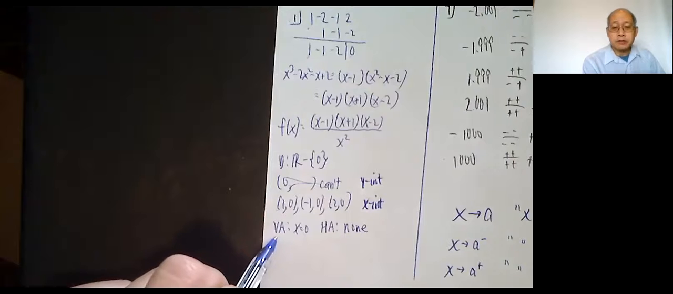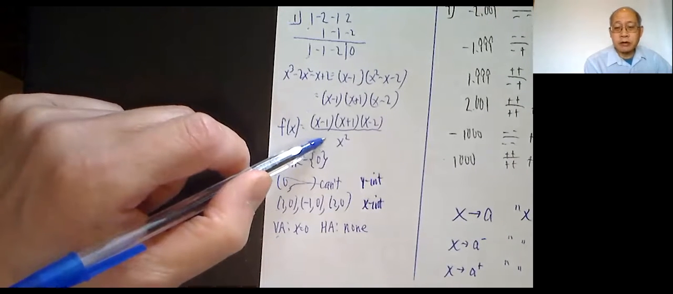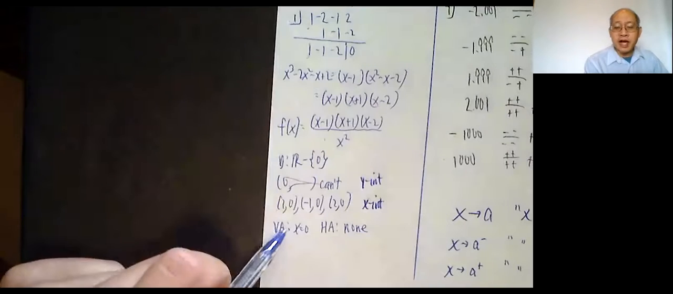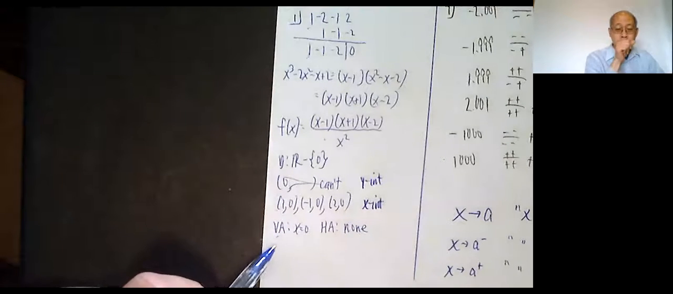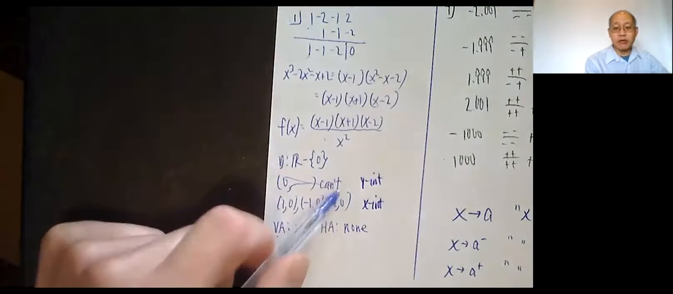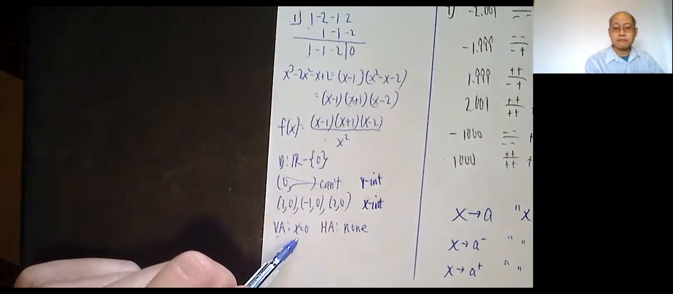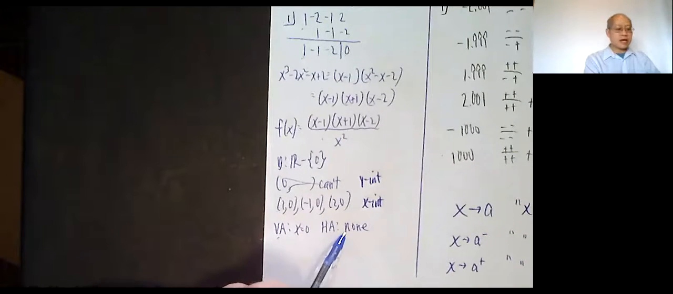Okay, asymptotes. Vertical asymptote. Well, we already know x cannot be 0. So the line x equals 0, the vertical line, is an asymptote. Remember, when I write that, that's an entire line. It's the same as the y-axis. Horizontal asymptote. Now, I say none, but let's see why.